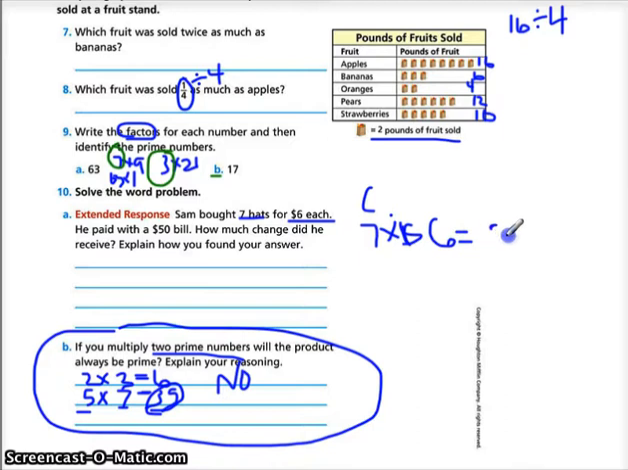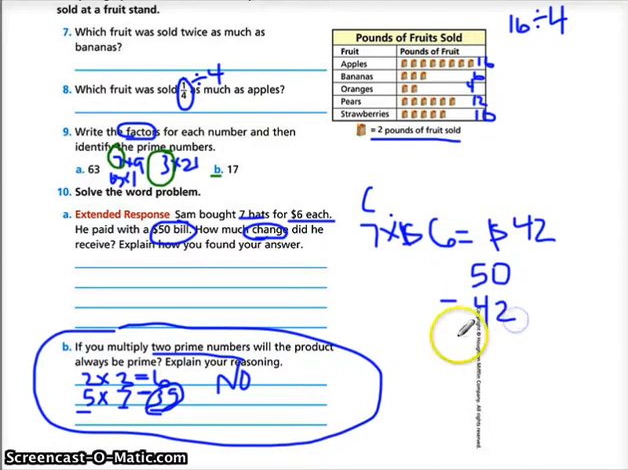equals $42. Second step, he paid with a $50 bill. We want to know how much the person is going to give him back. What is the change? Okay, so now I have to do 50 minus 42. To borrow, this becomes a 4. This becomes 10. 10 minus 2 is 8. He got $8 back.